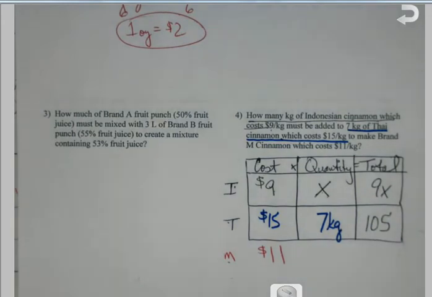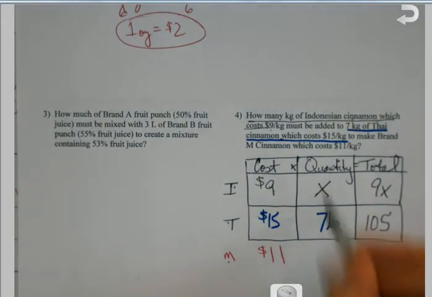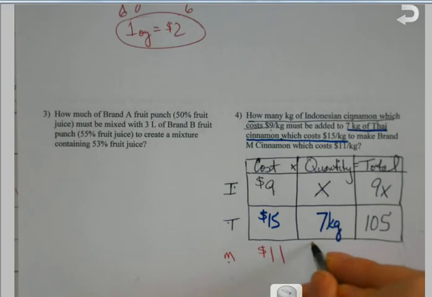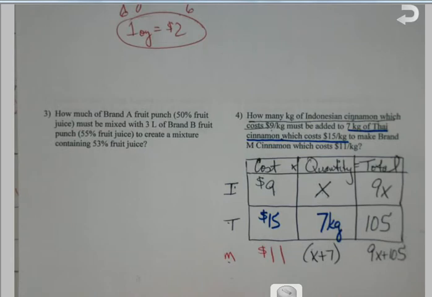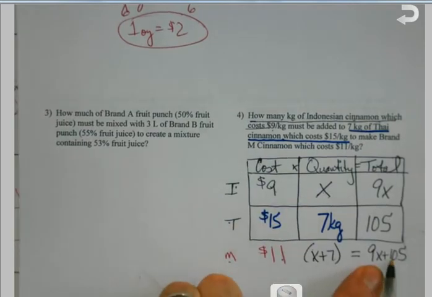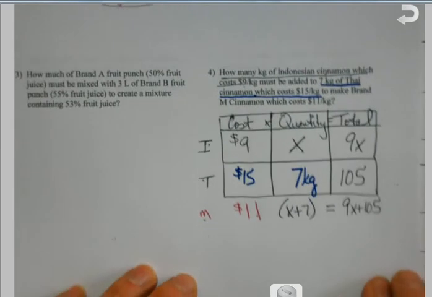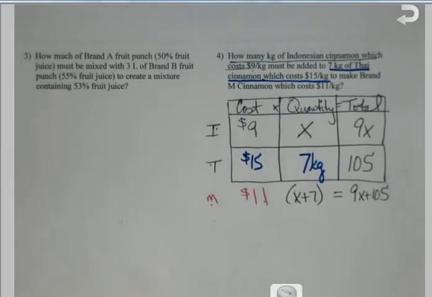So here's what I'm going to do. I'm going to add these up. You're like, add them up? Well, that'd be x plus 7. And if I add these up, it's 9x plus 105. So just like we did up here, cost, which we know is going to be $11 for the stuff I make in the end, times the quantity, however much of the first stuff I got plus 7, equals my total. So this equation is going to take us a little longer, but the chart still sets it all up for us.